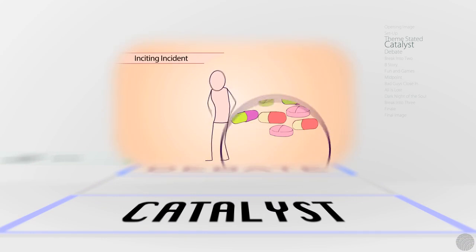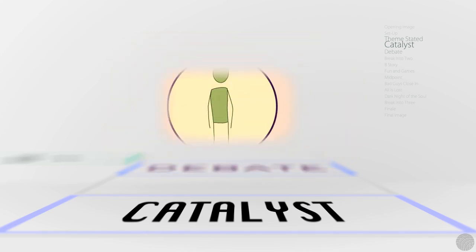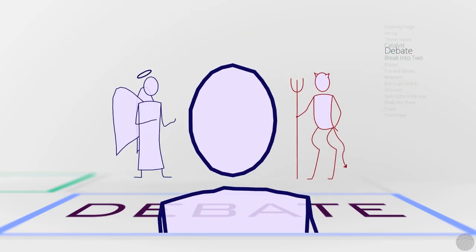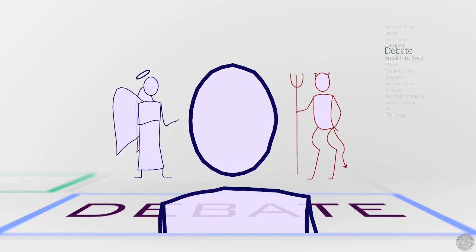4, the catalyst, another name for the inciting incident we mentioned in McKee's outline. This is the event that sets the hero on his journey. 5, the debate. Here, the hero hesitates, arguing internally or externally about whether to make the journey. It's the chance to bail out before passing the point of no return.